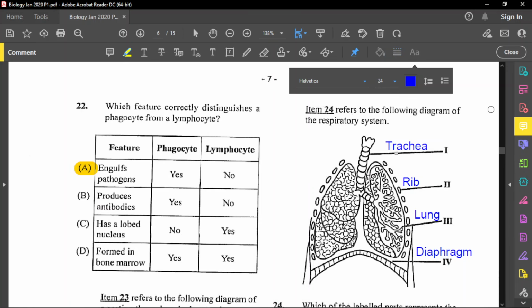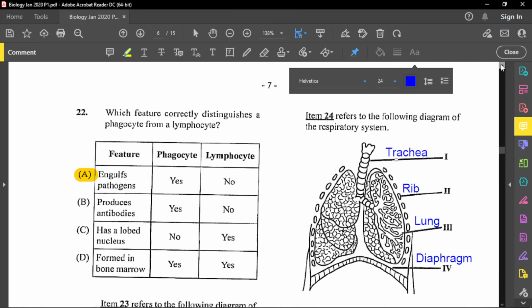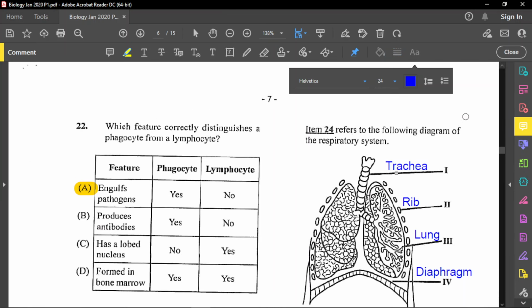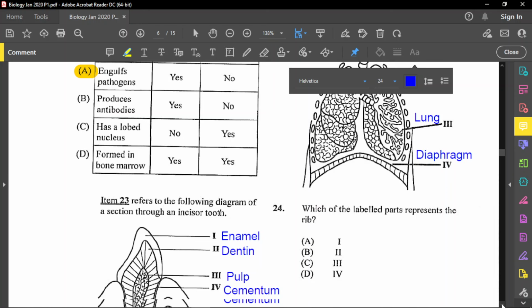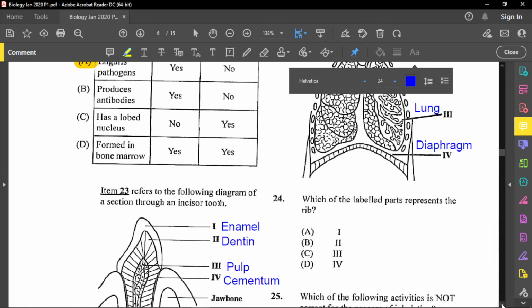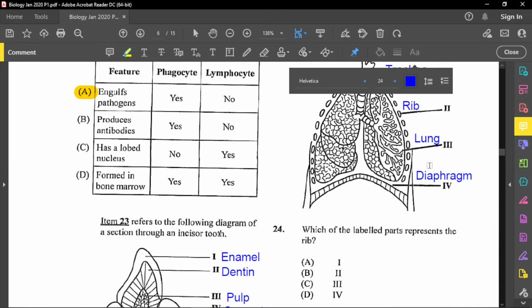All right, we can go to question number 24, because I'm crossing over from the page. Item 24 refers to the following diagram of the respiratory system. I labeled this for you to make life a little bit easier. So you have the trachea, the rib, the lung, and the diaphragm, respectively. It said, which of the labeled parts represents the rib? Let's go back one more time so you can see it. So the rib is part 2. So 24 is B.